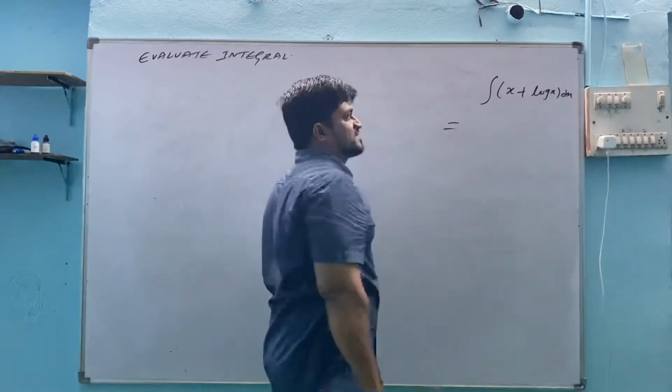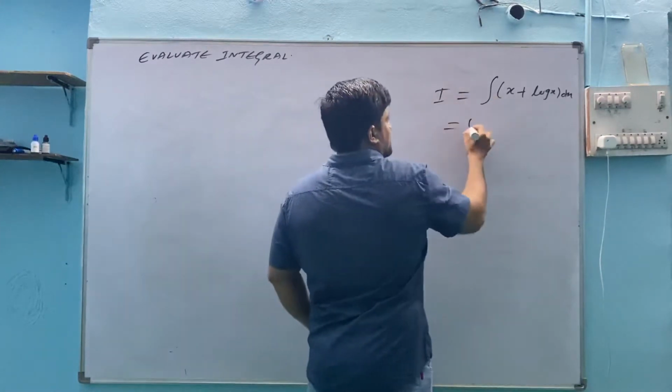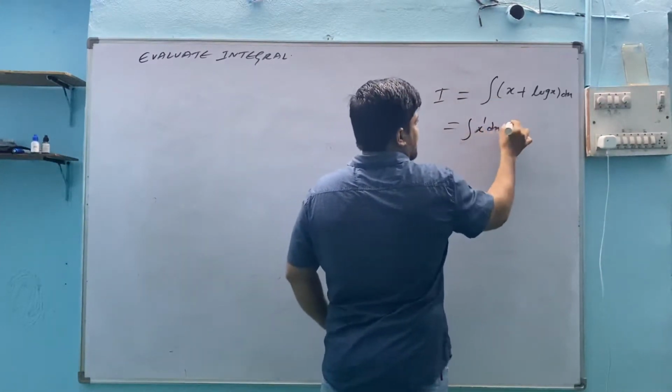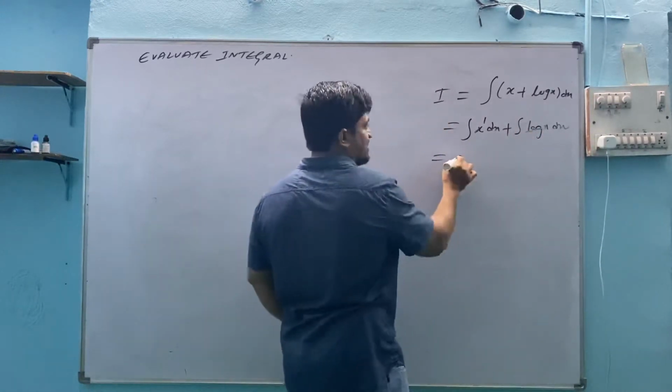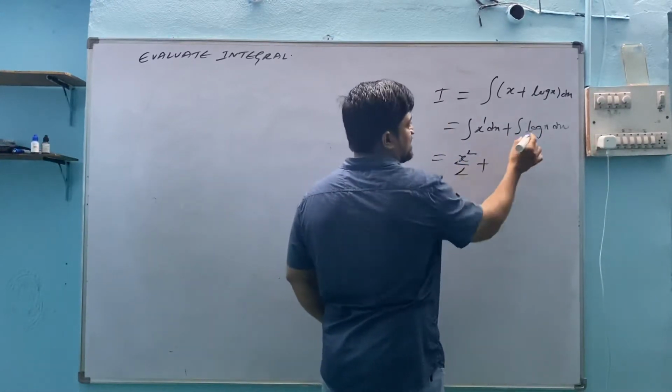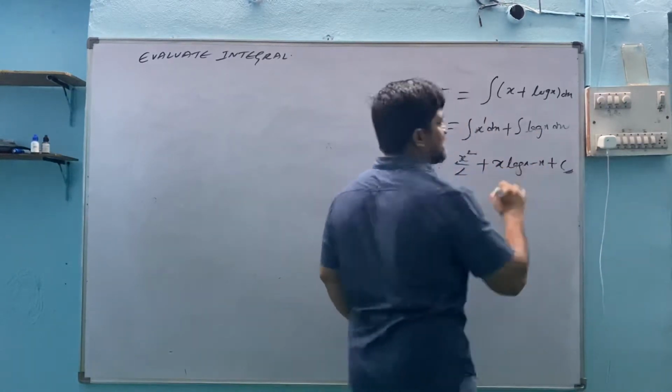Suppose we have to find integral of x plus log x. What will we do? Integral x dx we'll take, integral log x dx we'll take. Then we'll have x power 1 plus 1 by 1 plus 1. Integral log x is x log x minus x plus c. This will be the answer.